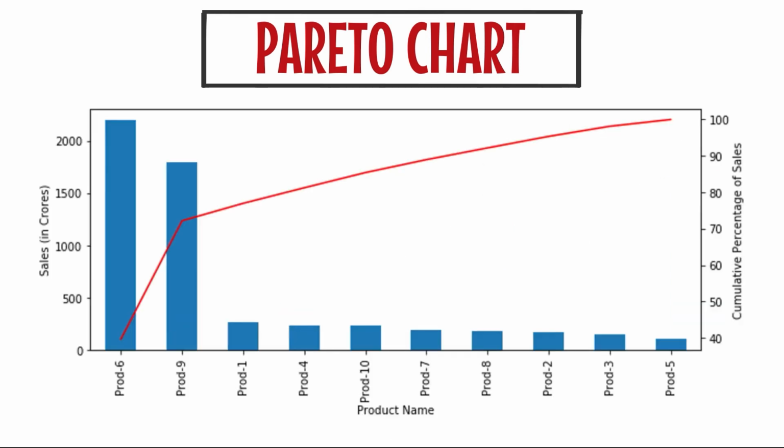When we combine the above 2 charts in a single chart, it is called a Pareto chart. The bars represent the absolute sales values, which are indicated on the left-hand side y-axis. The line chart indicates the cumulative percentage of sales of each product. For the line chart, we need to use the right-hand side y-axis.